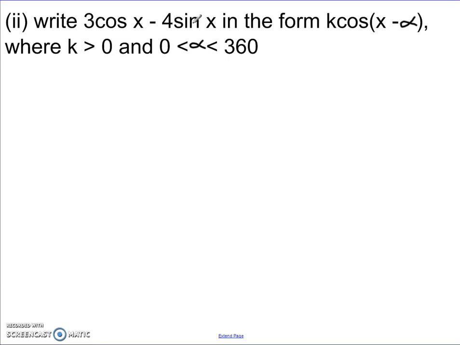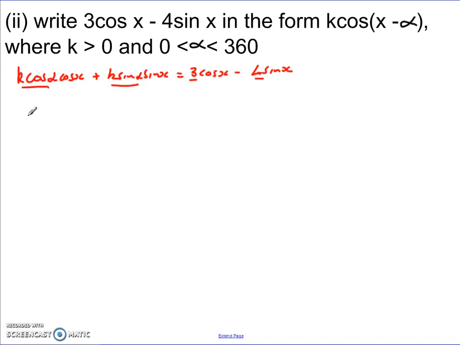Second one was write 3 cos x minus 4 sin x in this form, k cos of x minus alpha. Again, start by expanding it. So in this case I get k cos alpha cos x plus k sin alpha sin x. And we know then that that equates to 3 cos x minus 4 sin x. And then coefficients. That's what we're going to start to look at, the coefficients of each of them.